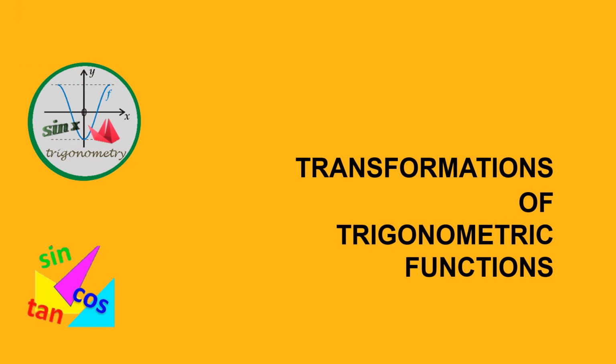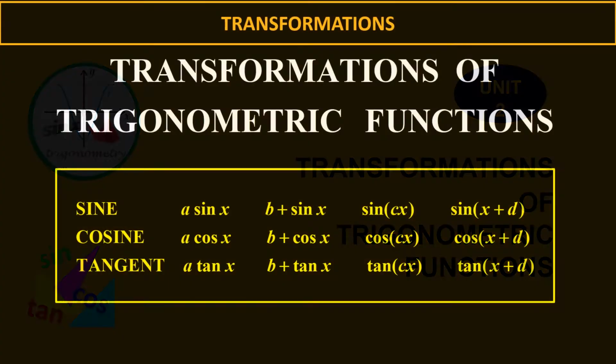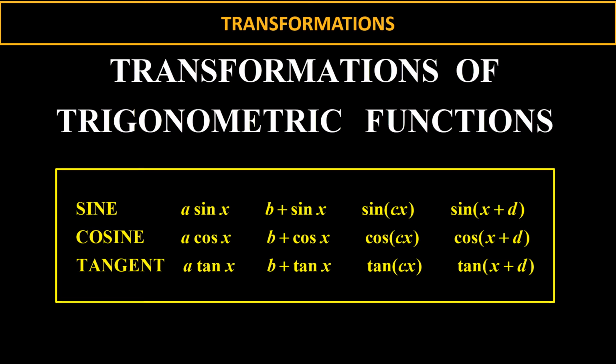Now, let's look at the transformations of trigonometric functions. The types of transformations we're going to look at, for sine, will be a sine x, sine x plus b, sine of cx, and sine of x plus d, right? You can see there's a change here, and a different change there, and there's a change with the x. And the same applies to the cosine and the tangent.